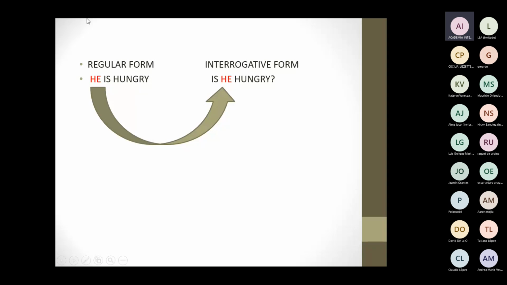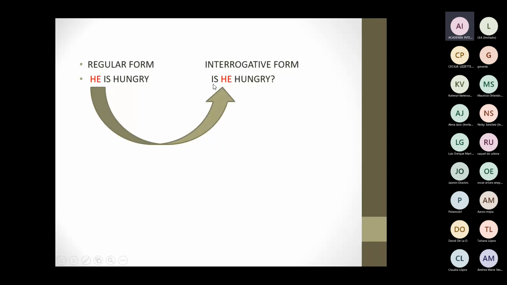So here we have the structure that we have to use in order to make an interrogative sentence. Here it says regular form. Regular form means la forma regular in order to make an affirmative sentence. Affirmative sentence: he is hungry. He is hungry. Affirmative. Interrogative sentence is a question. Is he hungry? Is he hungry? And if you pay attention, at the end we have written the question mark. But in English, it's not necessary to write the question mark at the beginning of the sentence.